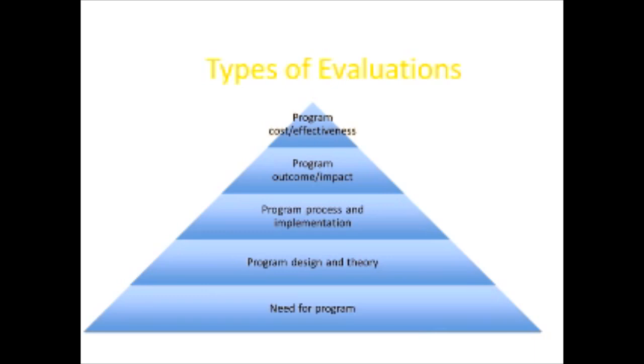Then if you look again, as you move up the pyramid, you've got program design and theory, program process and implementation, program outcome and impact, and then of course at the top is program cost effectiveness. Now it may form the top of the pyramid, but some people would argue this is really where the rubber meets the road, because, as I said earlier, if the program is not cost effective, you're going to be hard pressed to get it going or have it continue.